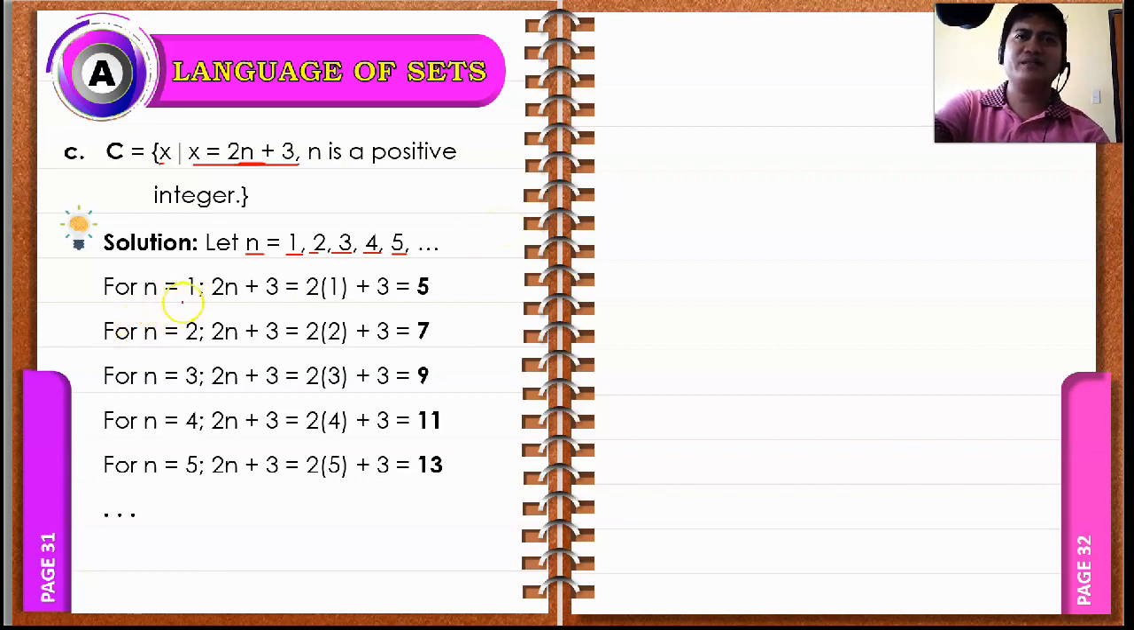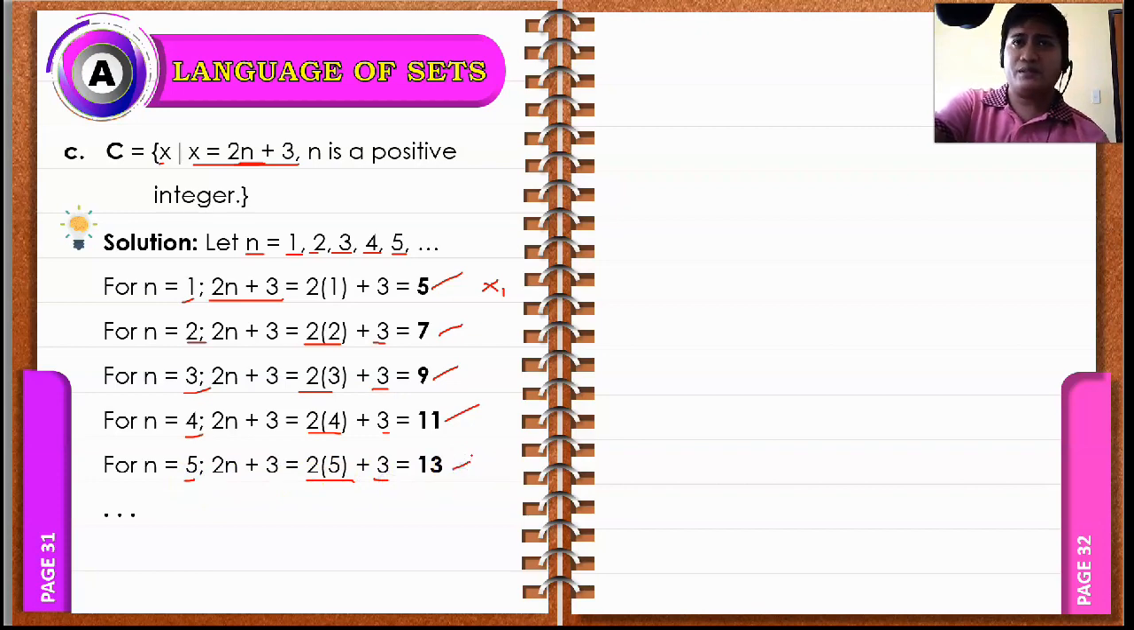For n equals 1, substituting in the equation 2n plus 3 gives 2 times 1 plus 3, which is 5, and 5 will be our x sub 1, the first member of our set C. Second, for n equals 2, we have 2 times 2 plus 3, which is 7. For n equals 3, we have 2 times 3 plus 3, which is 9. If n is 4, we have 2 times 4 is 8, plus 3 equals 11. And finally, if n is 5, we have 2 times 5 plus 3 equals 13.